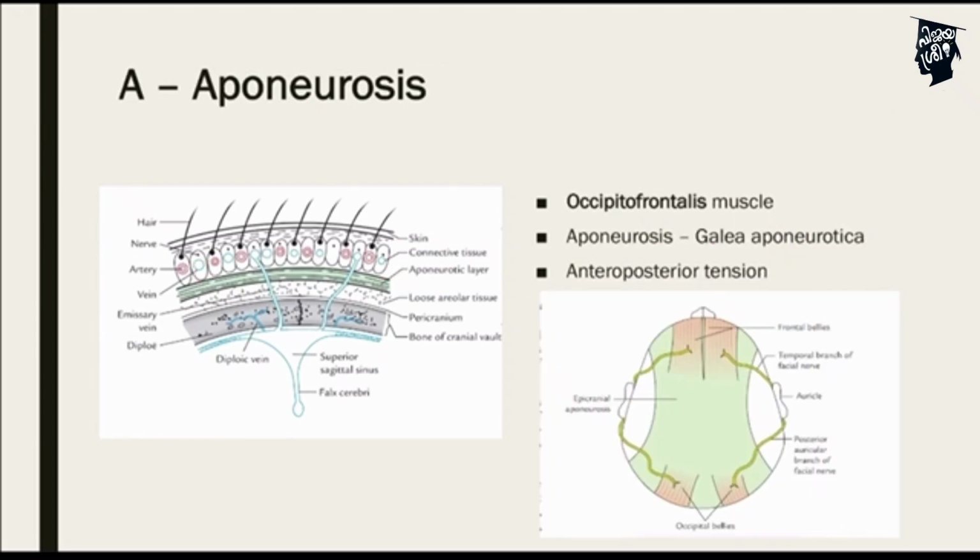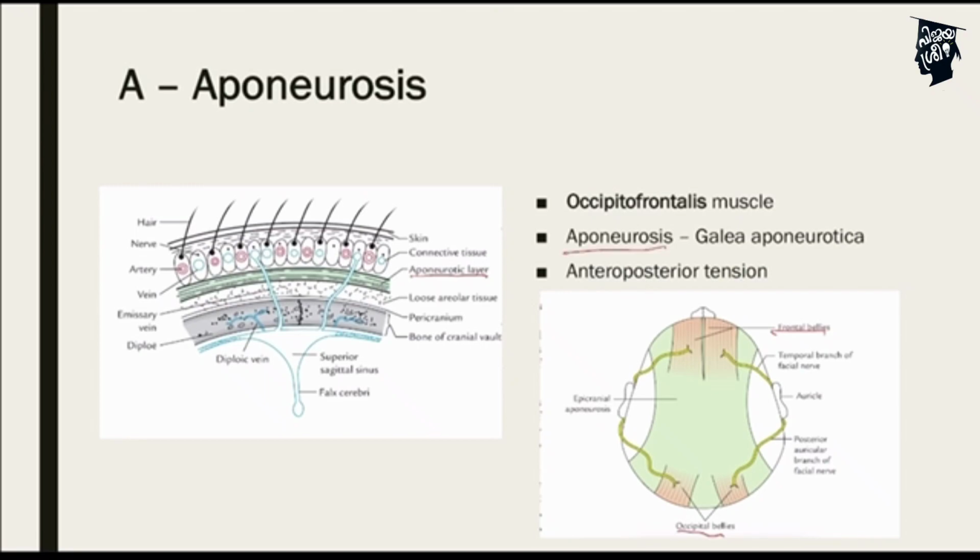Next, talking about the aponeurotic layer or the aponeurosis, this green structure right over here. The main feature of this layer is the occipitofrontalis muscle, as you can see in the figure on the right. The muscle of the scalp is the occipitofrontalis. It has frontal bellies and occipital bellies. The frontal bellies are the ones lying over the frontal bone. They are longer, wider, and closer to one another. And then we have the occipital bellies in the back, right over the occipital bones on the posterior aspect. These are shorter and also a bit separate from one another. There's a gap in between the two occipital bellies. So these are the muscle bellies.